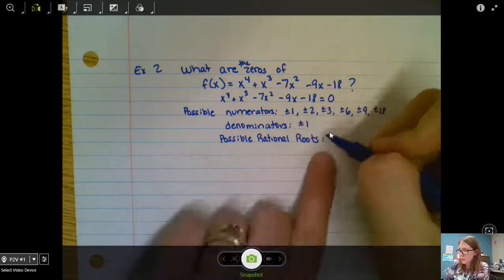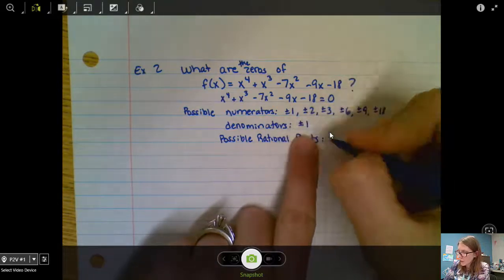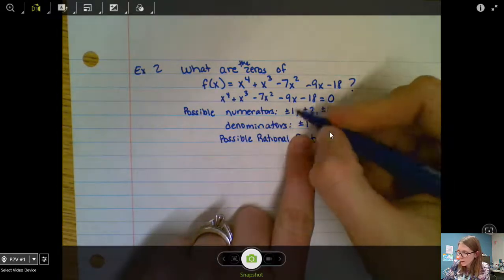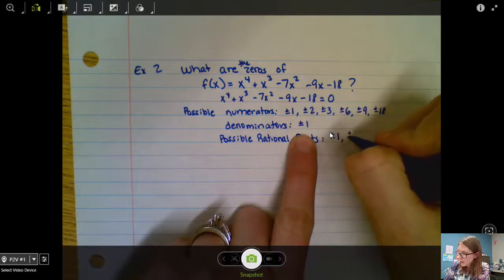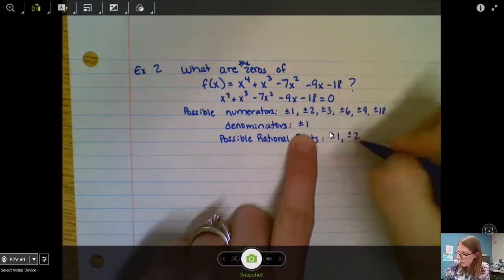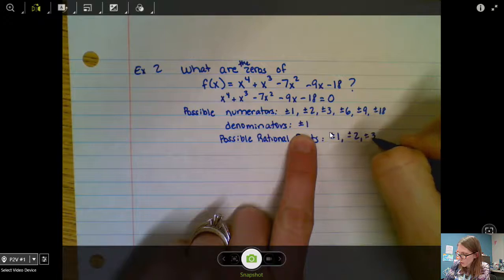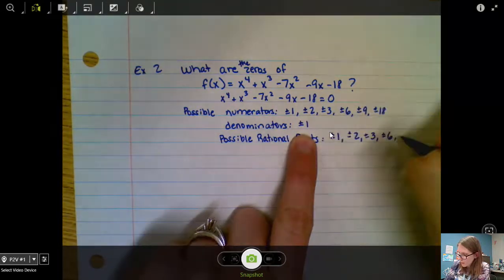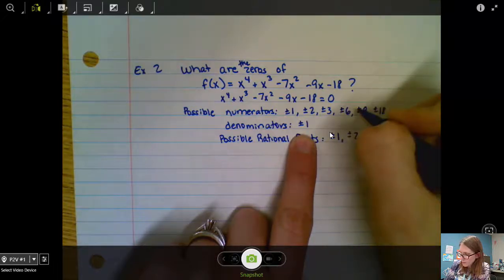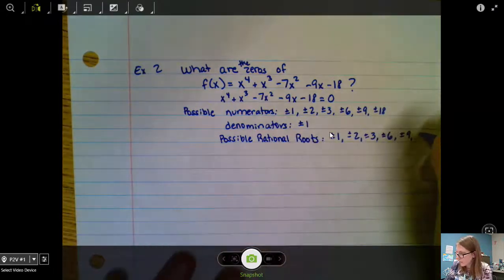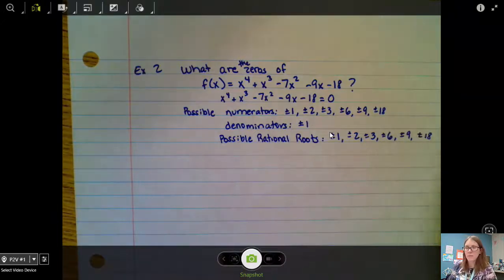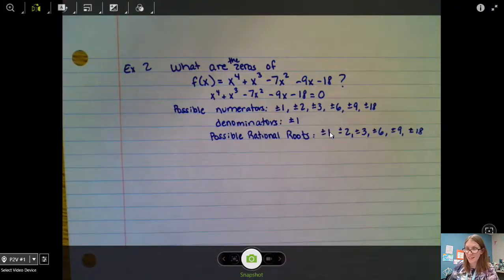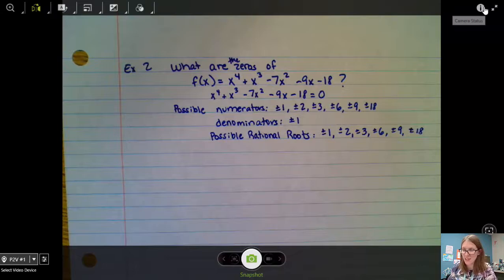So then your possible rational roots are combinations, numerators over denominators. We have 1, 1 over 1, 2 over 1, 3 over 1, 6 over 1, 9 over 1, and then 18 over 1. Now let's check, and hopefully one of these will be a root.